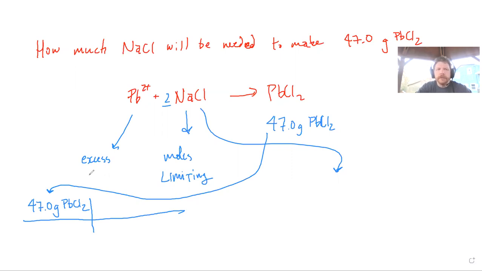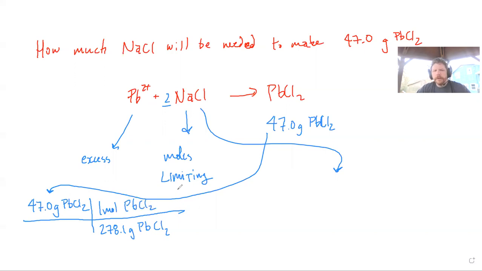Well, we use the periodic table, which tells us that the molar mass of lead is 207.2 grams. The molar mass of chlorine is 35.45, but there are 2 of them. So I'm going to say 207.2 plus 35.45 plus 35.45, and I get a total mass of 278.1 grams of PbCl2. That is the mass of 1 mole of PbCl2.